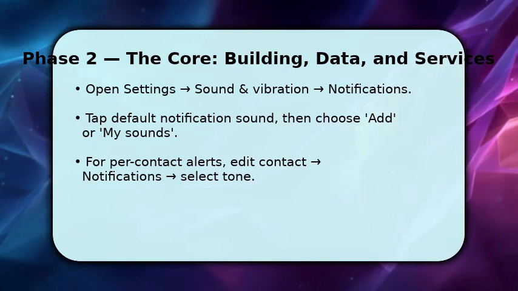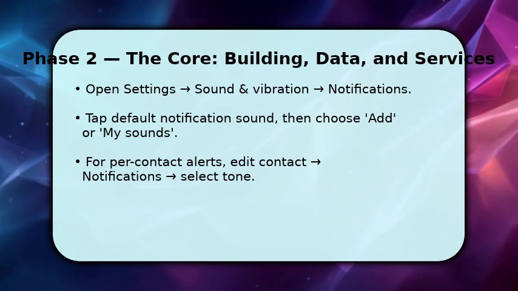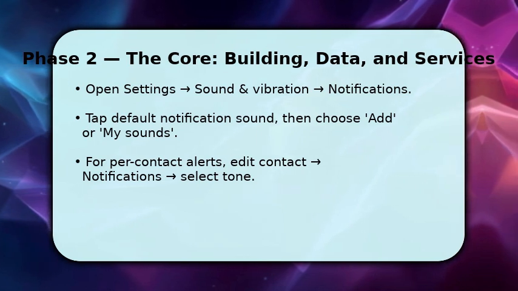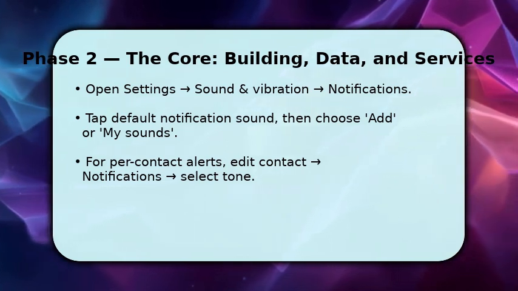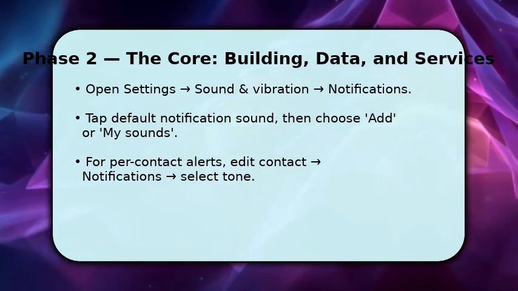Now you assign the tone in Settings. You go to Sound and Vibration, then Notification Sound, and tap the list to find your custom file. If it's not visible, use Add Sound or My Sounds to browse internal storage → notifications. Once selected, the system will index and apply it.